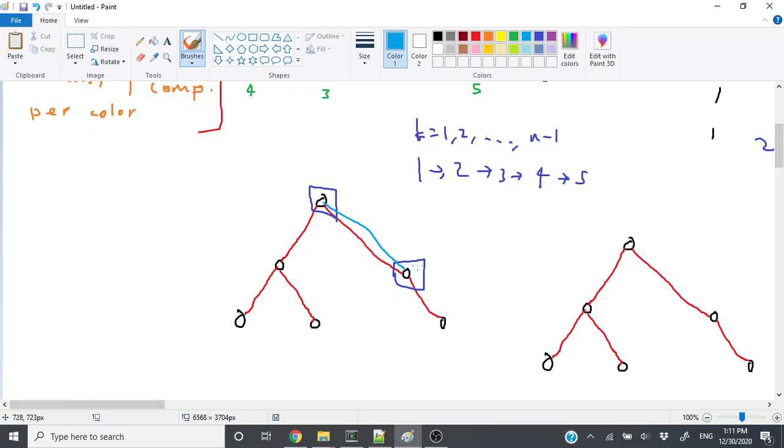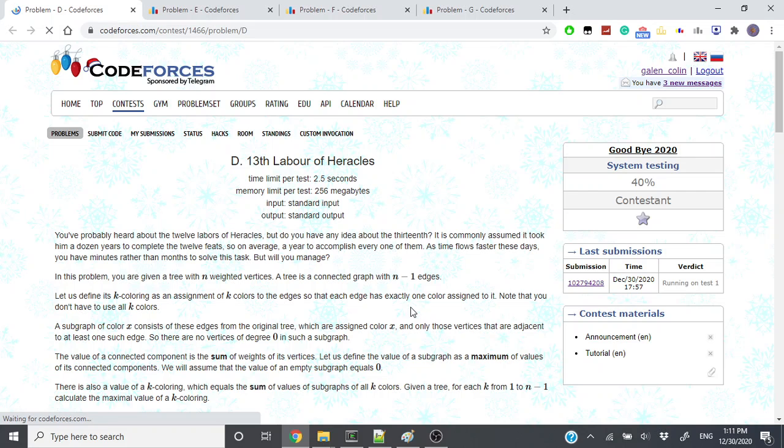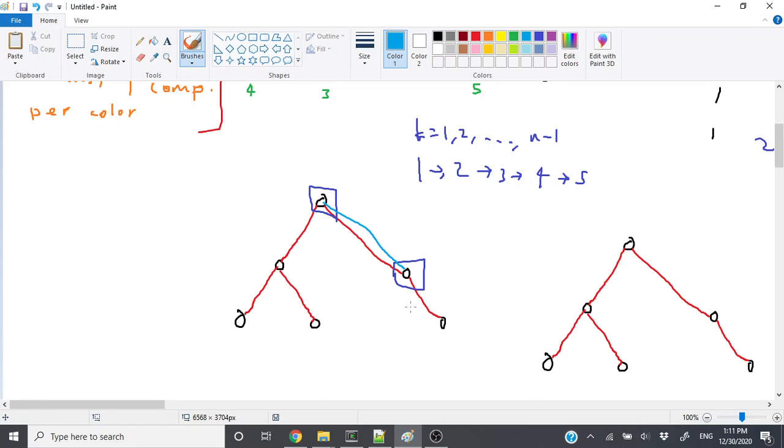Because now we have two red components and that's going to be invalid now. So that's not a good thing. Okay, now we're system testing. And it's going to take years.